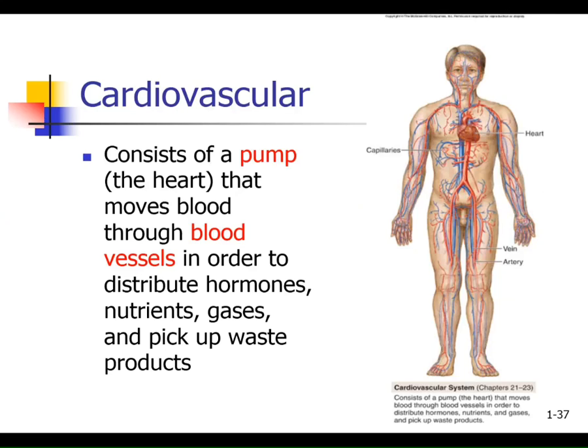But remember, not only are you pumping blood, but you're also distributing hormones, nutrients, gases, waste products. All of that is being distributed throughout the body by the cardiovascular system.